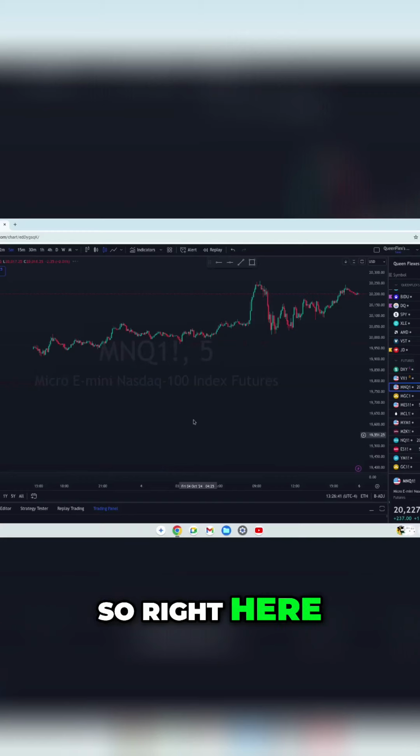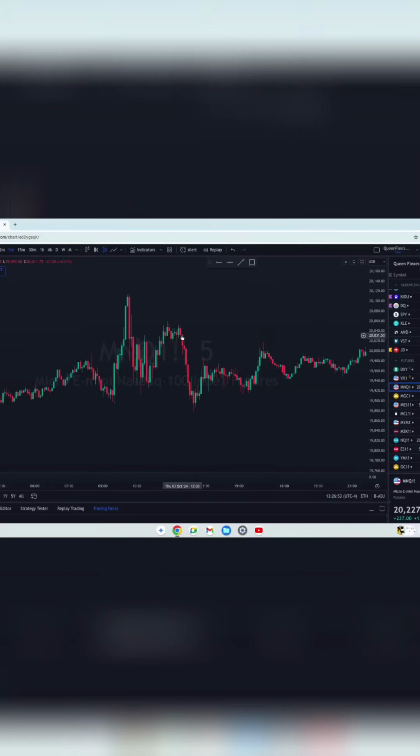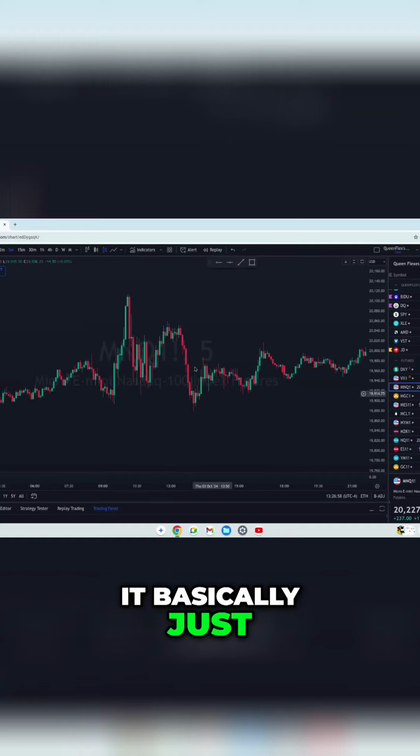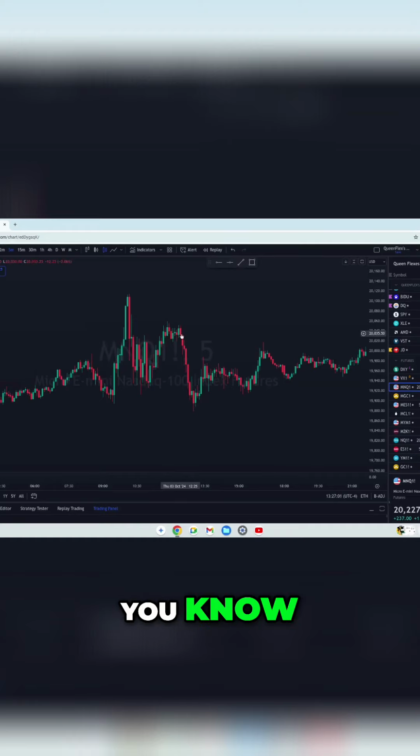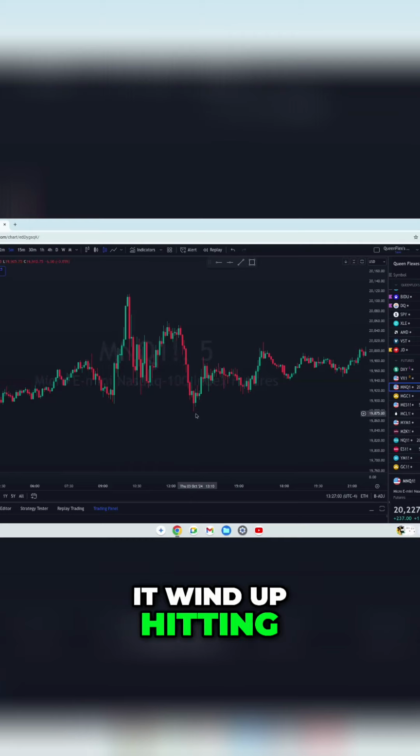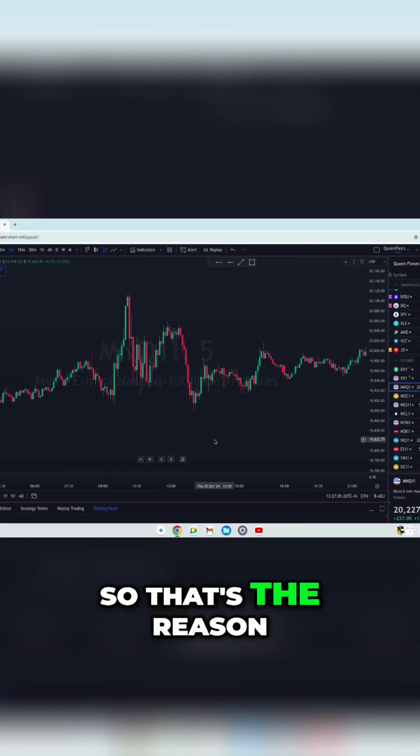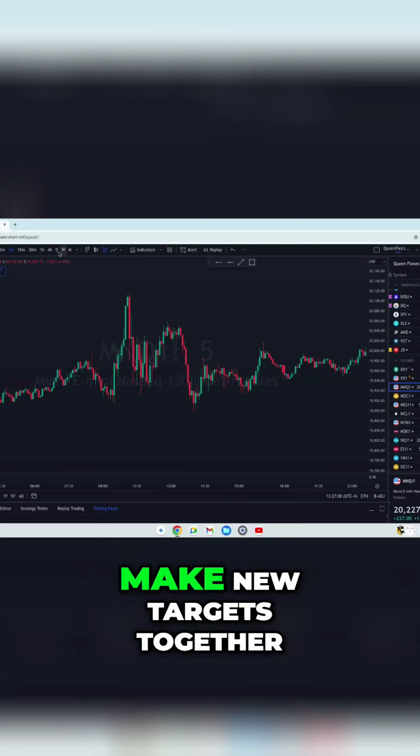So right here, this was Thursday's move. It basically just fell out of the sky, you know. So I called it, and it wound up hitting two of our targets. That's the reason why we're seeing a clean chart now, because we're going to make new targets together.